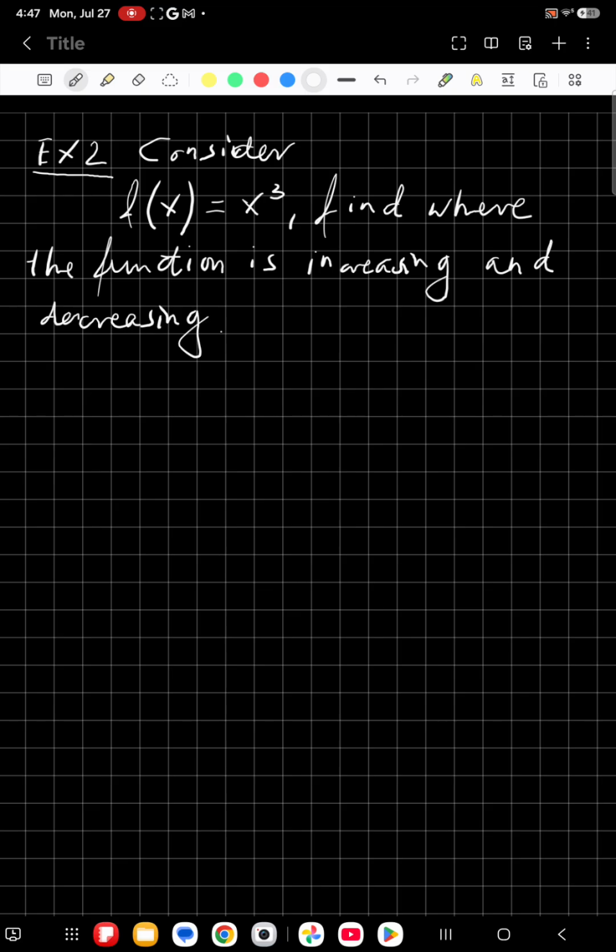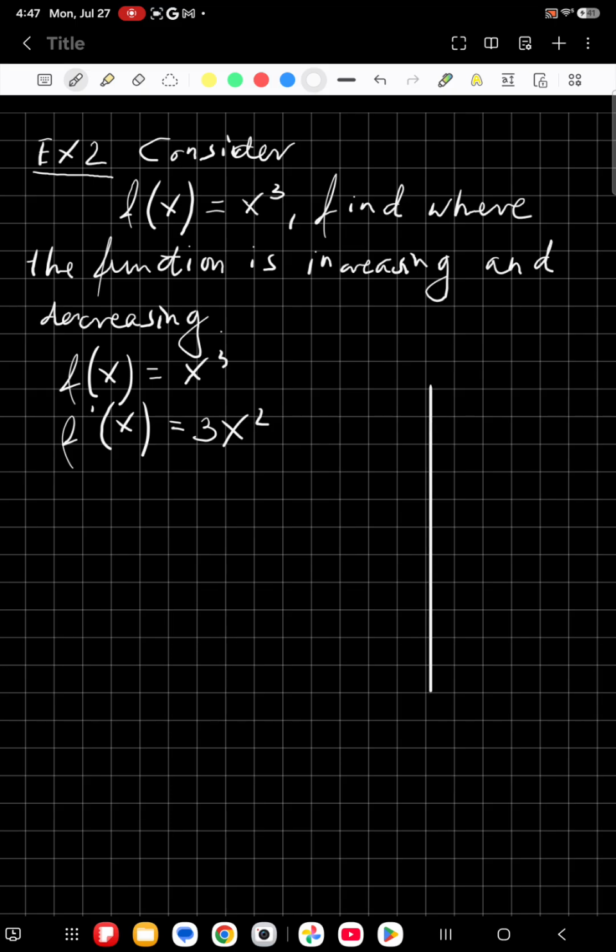Okay, so we have a function. Let's take a derivative of it. So f of x equals x cubed. So f prime of x equals 3x squared. Okay, and let's do it the same way as we did the previous example. Meaning, let's just look at the graph. This is a pretty simple function. We don't have to do any calculations here. So let's just look at the graph.